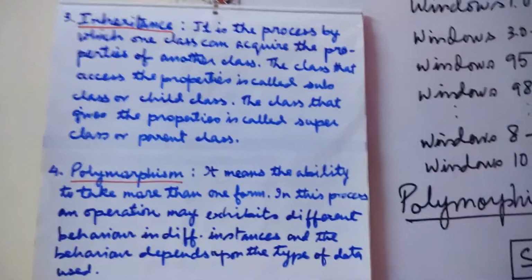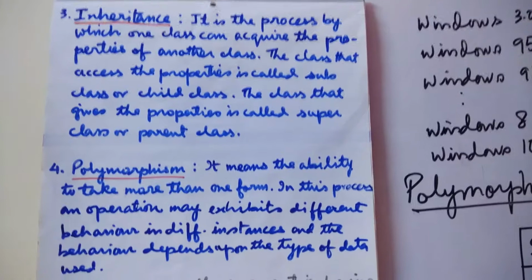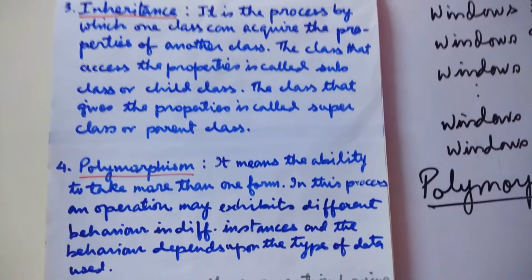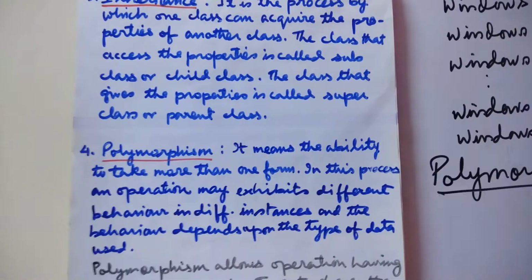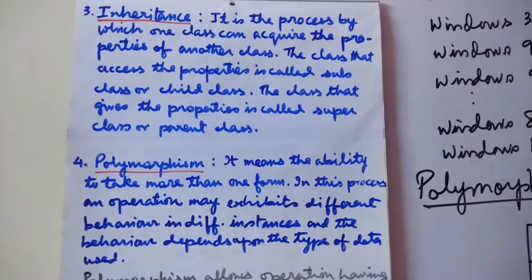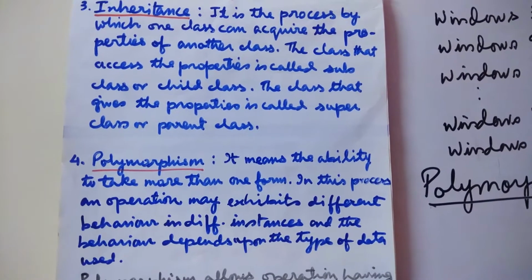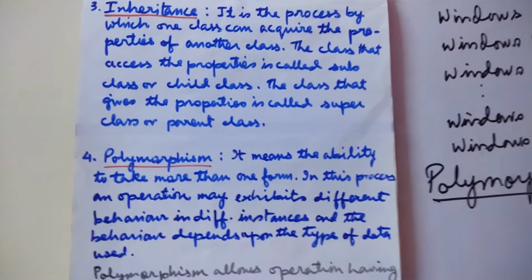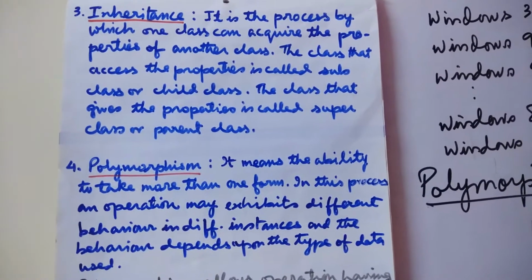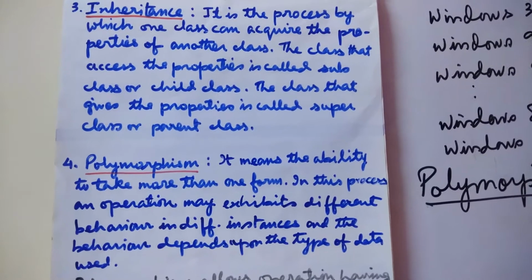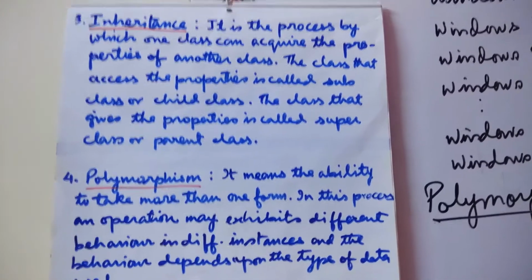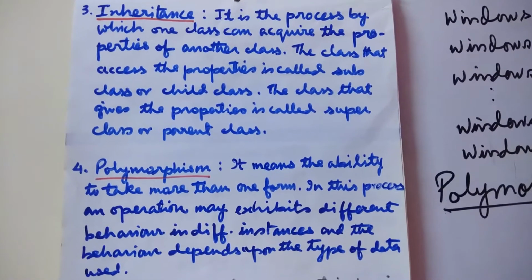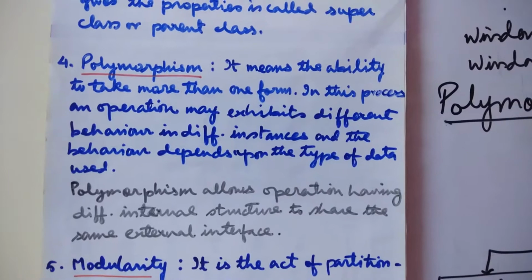That means if I have an existing class and it has some data members and functions, using that class I can create another class where the new class can access whatever is in the existing class, plus it can have its own new data members and functions. So the existing class becomes the parent class or superclass, and the newly created class becomes the subclass or child class. Now let us see polymorphism.